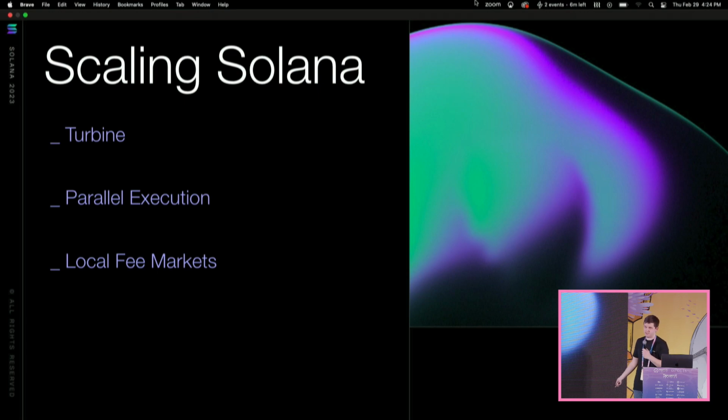First off, we have Turbine. Turbine is a block propagation protocol that allows you to have a tree of neighbors to get the block, through shreds, to different validators across the world. So you have a validator out in Japan and a validator out in the US. You want to make sure that they get the information at the same time as other people in the world. That is part of what Turbine does. There's another one called parallel execution. Solana is one of the first parallel execution environments for smart contracts.